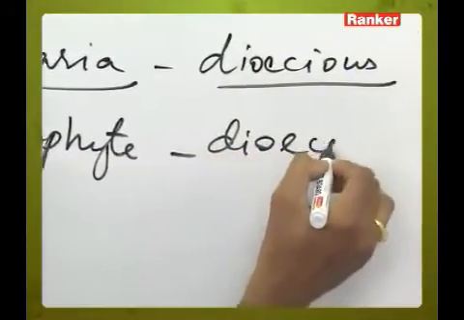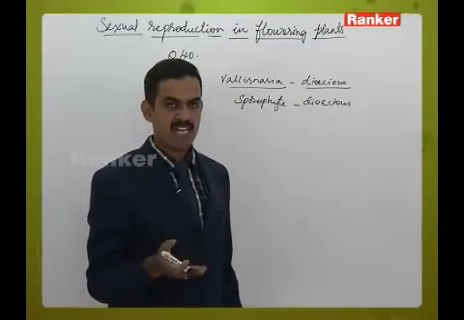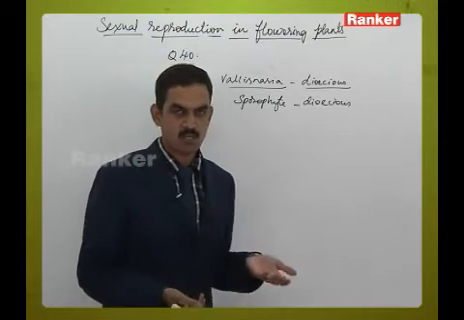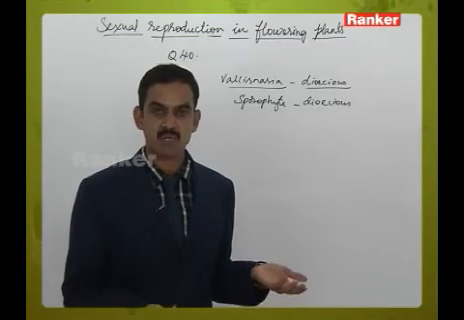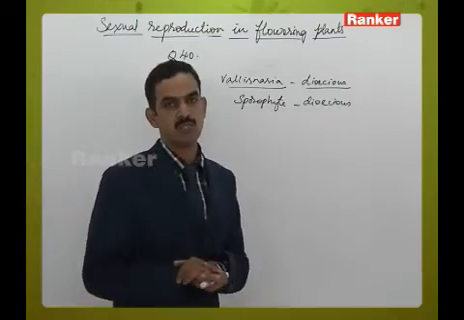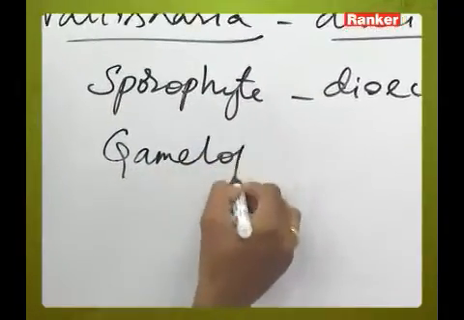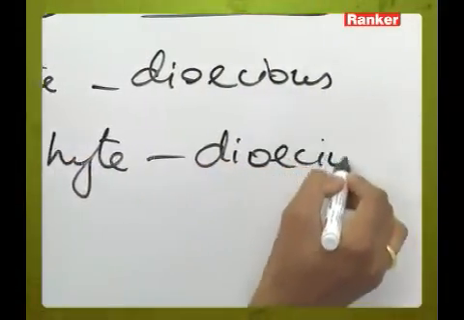Sporophyte is dioecious, and in this plant the gametophyte, as we know that all angiosperms are heterosporic in their nature, that is microspores are there and megaspores are there. Microspore will give rise to male gametophyte and megaspore will give rise to female gametophyte. So that gametophyte is also dioecious in its nature.